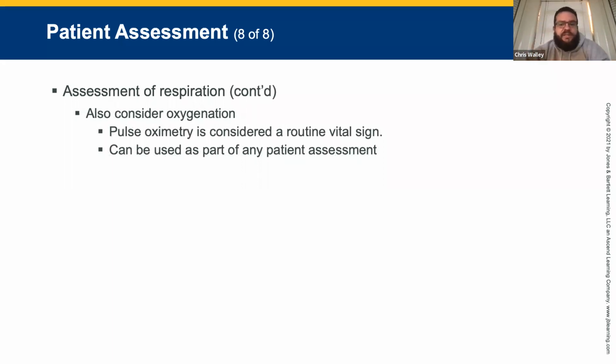When assessing a patient, consider proper ventilation, which may be assessed by the pulse ox. Remember, the pulse ox goes on the finger. Oxygen saturation, or the SpO2, is a measure of the percentage of hemoglobin molecules that are bound in the arterial blood. I'm going to say that again. Oxygen saturation, or SpO2, is a measure of the percentage of hemoglobin molecules that are bound in arterial blood.